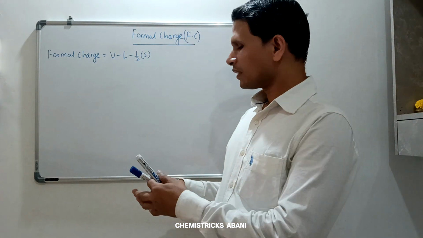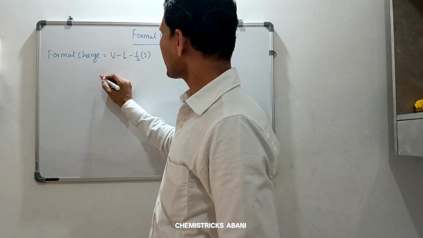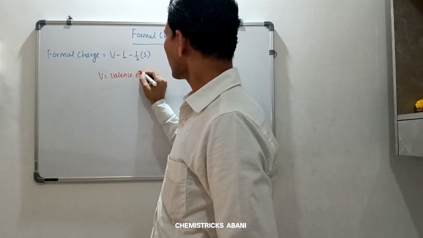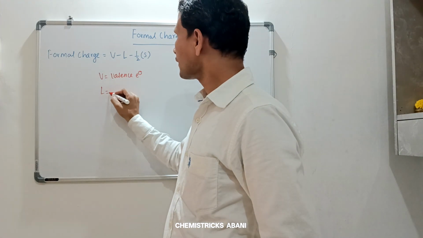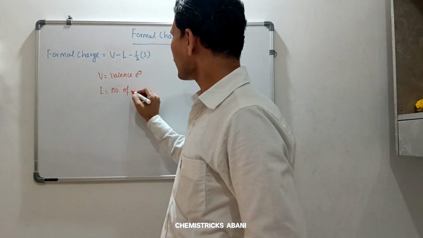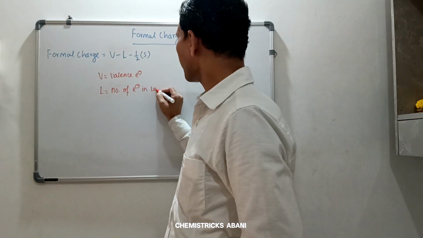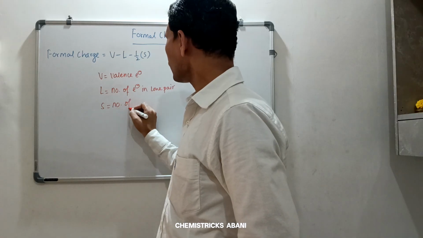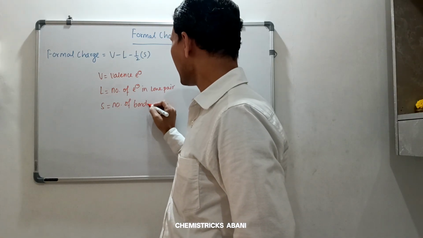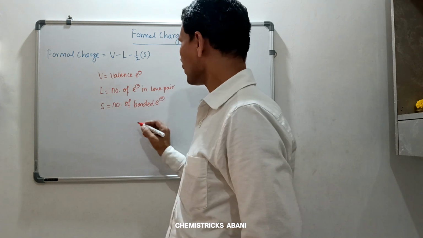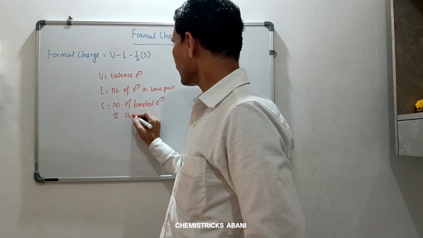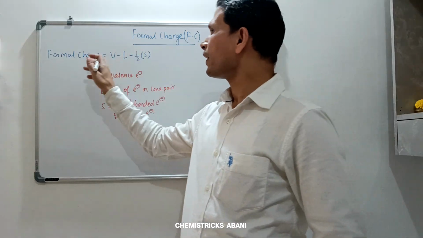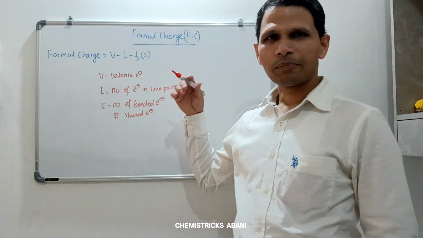So here the term V is nothing but valence electrons. L is the number of electrons in lone pair, and S is the number of bonded electrons or shared electrons. So this way we can find the formal charge on any atom in any molecule or ions.